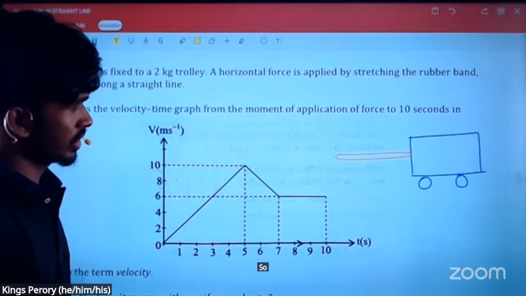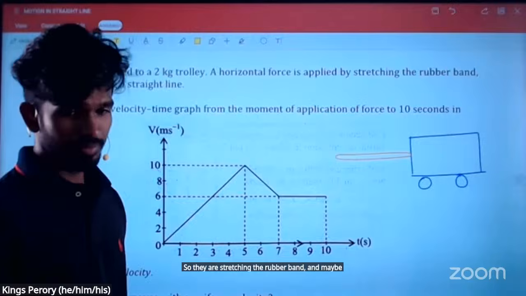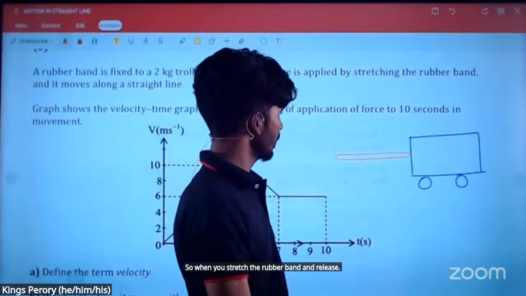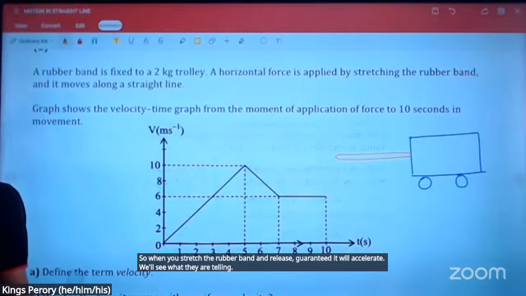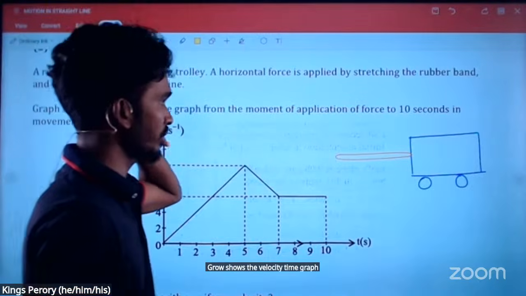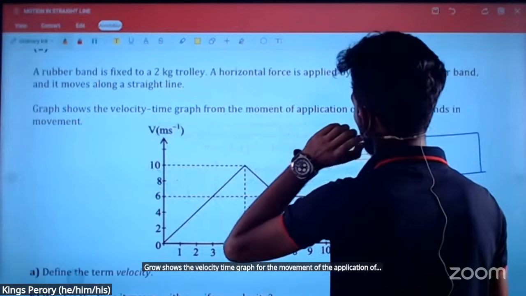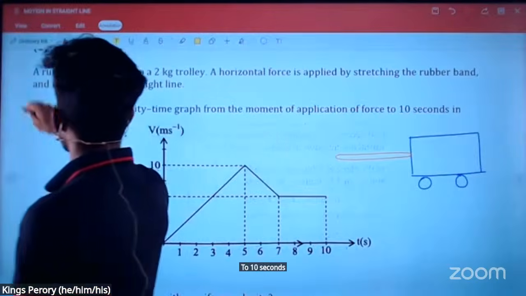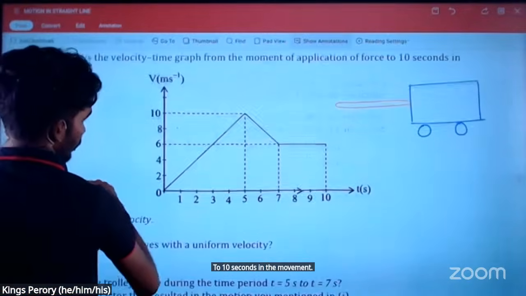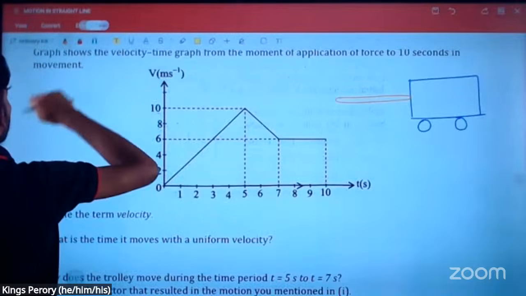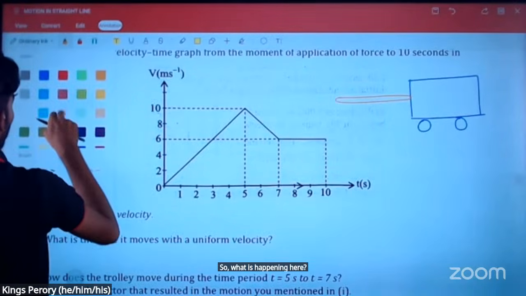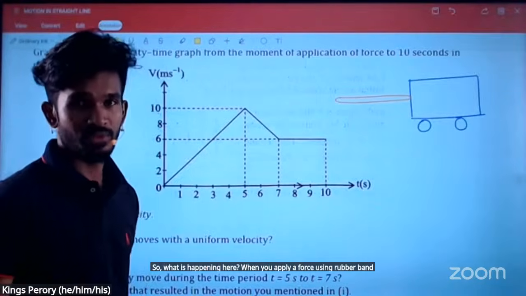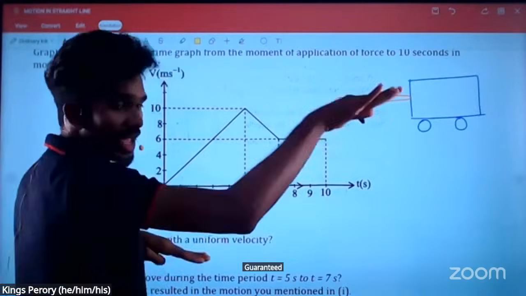So they are stretching the rubber band and maybe they are releasing. When you stretch the rubber band and release, guaranteed it will accelerate. We'll see what they are telling. The graph shows the velocity time graph for the movement from the moment of application of force to 10 seconds. So what is happening here? When you apply a force using a rubber band and release it, guaranteed the trolley will accelerate.